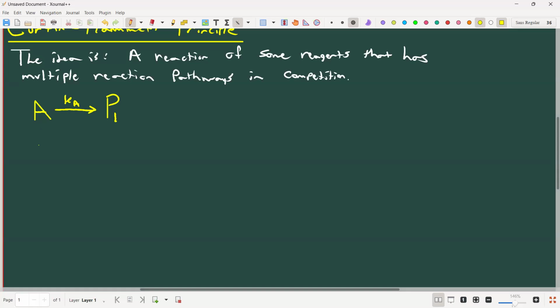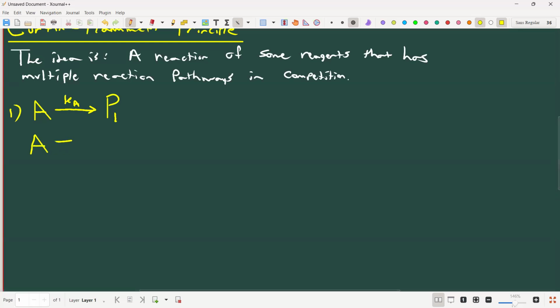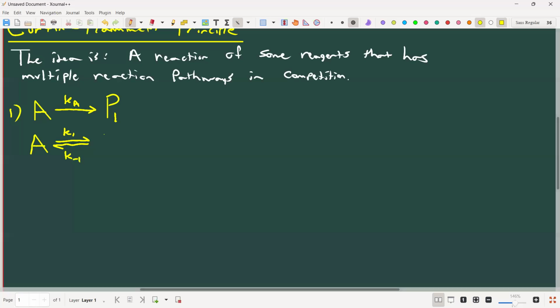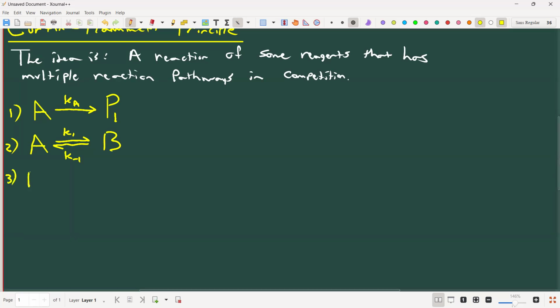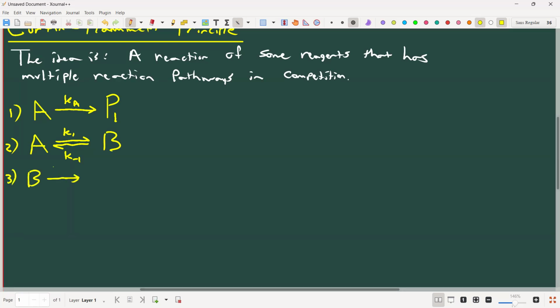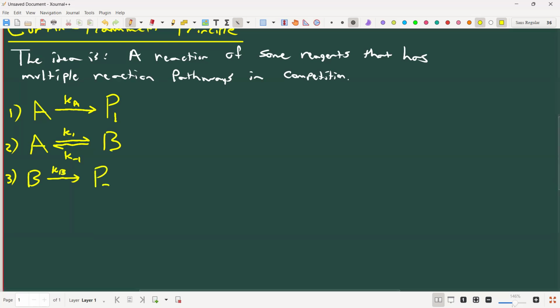Right, and imagine now that A can also equilibrate with another species, we'll call B. Right, so let's assume that this is true. And that A is in equilibrium with some molecule B, right? Maybe these are isomers of each other. They could be anything. It really doesn't matter. It could be a negatively charged system and a neutral, right? Maybe you have an acid-base equilibrium here. But the idea is that if B exists in the solution, then it has the opportunity to react through a different rate to form some other product, P2.